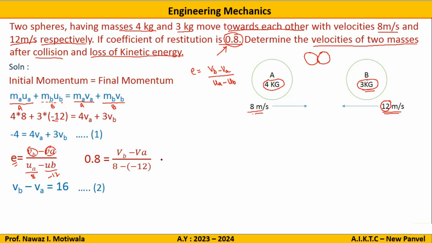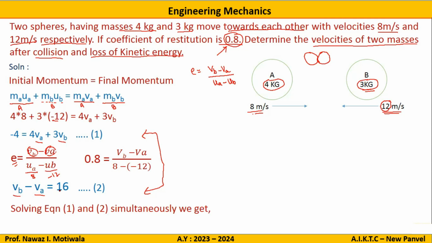Now from equation 1 and 2, there are two unknowns, that is vA, vB. Here also there are two unknowns, vB and vA. So two equations and two unknowns, we can solve this simultaneously. Solving equations 1 and 2 simultaneously, we get the values of vA as minus 7.42 meter per second and vB as 8.57 meter per second. This completes the first part of the solution, which says to determine velocities of two masses after collision.